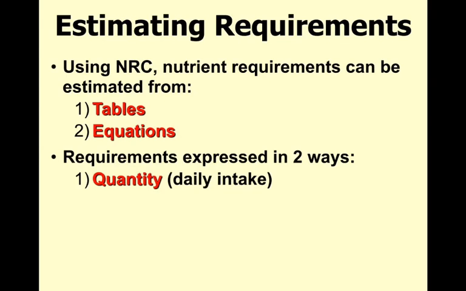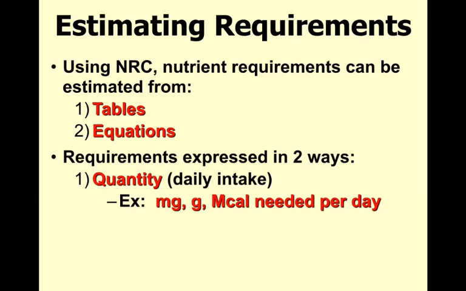We also express animal requirements in two different ways. The first is what I call the quantity or the daily intake. You'll also hear me refer to this one as absolute. Absolute meaning how much are they actually eating per day. That's the quantity method. That's one way of expressing the requirements, that a cow requires 5 pounds of this per day, or 15 pounds of TDN, 2 pounds of protein, whatever the situation is.